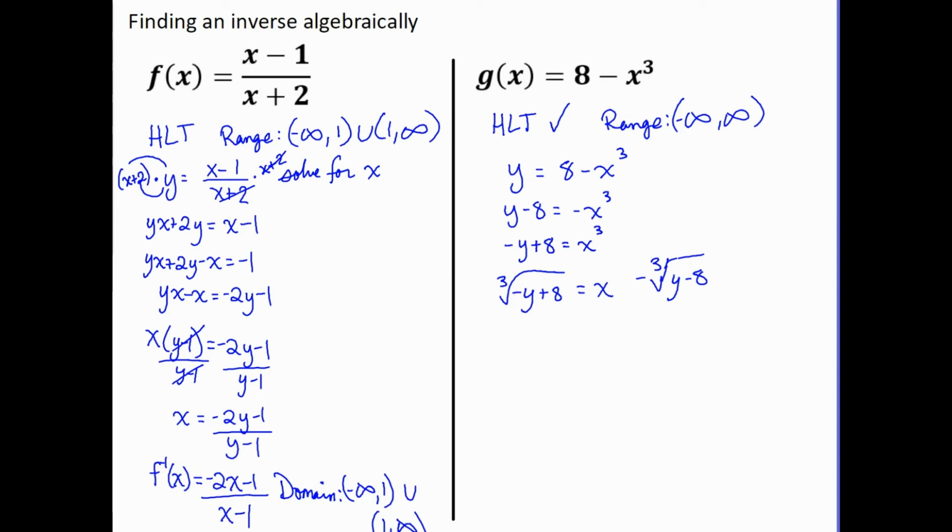Again, going back to your function notation, the inverse of g of x is equal to the cube root of negative x plus 8. And we have no restrictions on our domain. Alright, so that pretty much covers all of the algebraic examples.